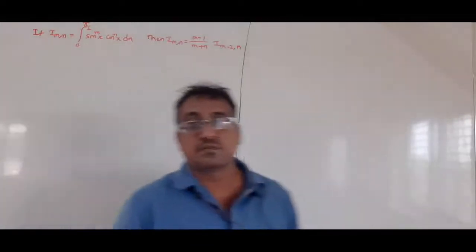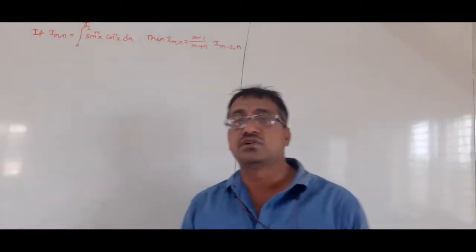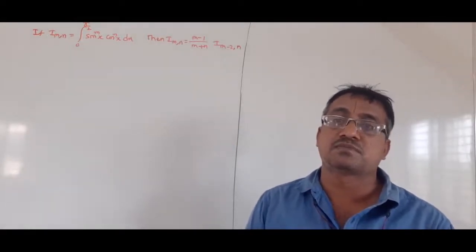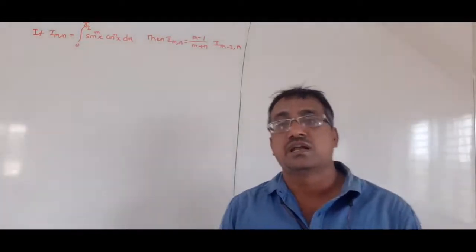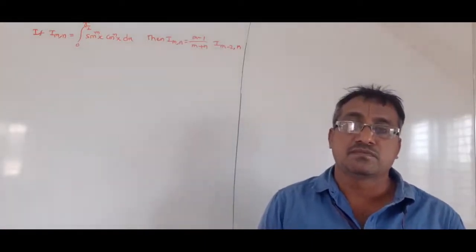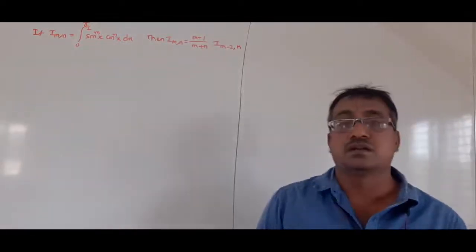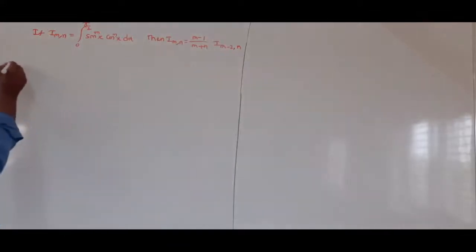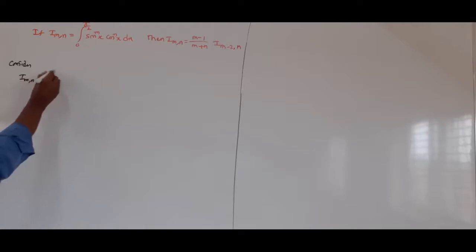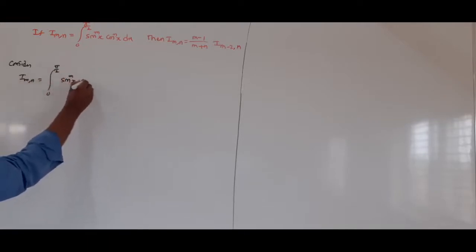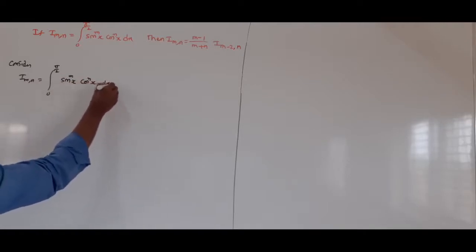Next, the reduction formula. If I m comma n is equal to integral 0 to pi by 2 sin power m x into cos power n x dx, then I m comma n is equal to m minus 1 by m plus n I m minus 2 comma n. Now let us prove this statement. Let us consider I m comma n is equal to integral 0 to pi by 2 sin power m x into cos power n x dx.